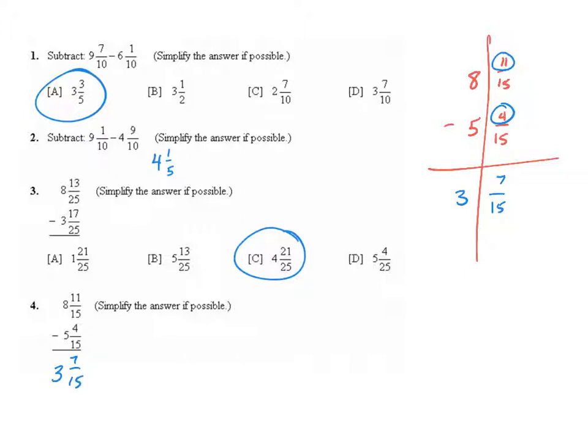One other thing I will mention is that anytime you're doing addition or subtraction, you can always check your answers by doing the inverse operation. So, for example, on this last problem, I can add 5 4/15 right back to the answer that I just got, and I should end up with my original value, 8 11/15. If you don't end up with that, go back and check your work because you've made a mistake somewhere.